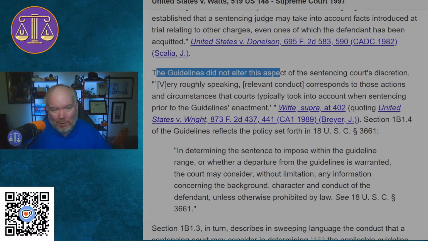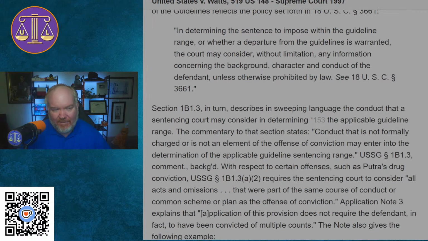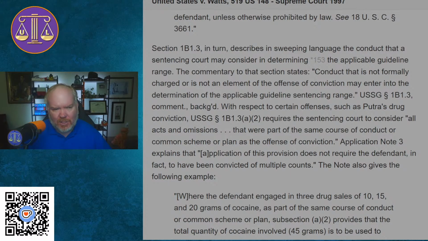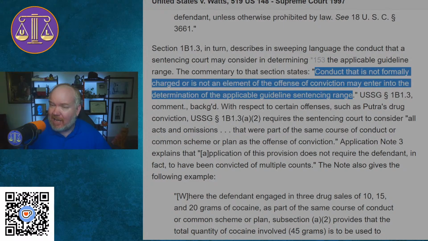The guidelines do not alter this aspect of sentencing. Very roughly speaking, relevant conduct corresponds to those actions and circumstances that courts typically took into account when sentencing before the guidelines, as set forth. And then they cite a statute. In determining the sentence to impose within the guidelines range, or where to depart from the guidelines, the court may consider, without limitation, any information concerning background, character, and conduct. The relevant guideline in turn describes in sweeping language the conduct a sentencing court may consider in determining the applicable guidelines range. The commentary to the section states, conduct that is not formally charged, nor an element of the offense of conviction, may enter into the determination of the guidelines range.